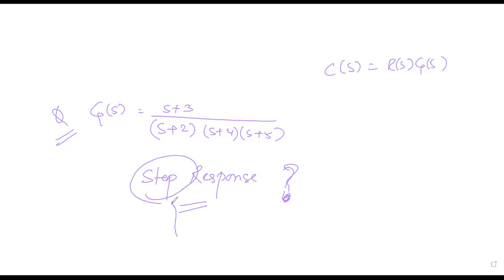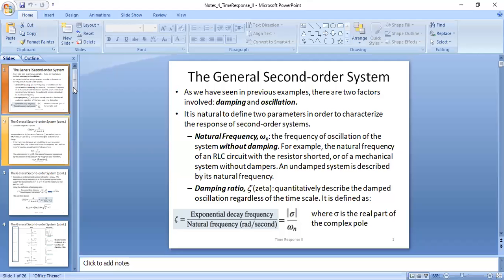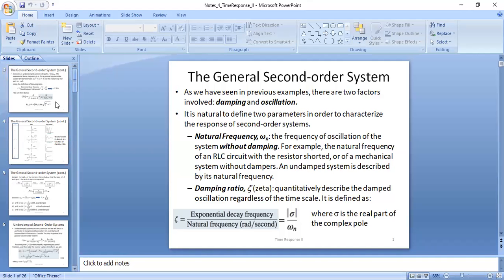Step response means your input R of s is 1 by s. Now you can find it, and then you multiply it and find the partial fractions, K1, K2 and K3. Okay.